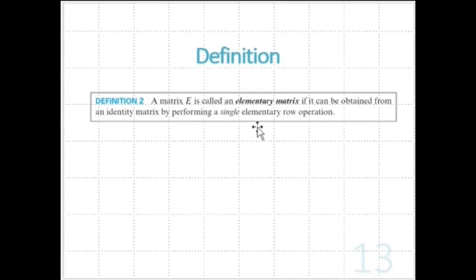You have to be very careful about your definition. You will notice that it has to be obtained from an identity matrix. Does everybody remember what those are? So you have to recognize what is your identity matrix, and then you can only perform a single row operation. So you're gonna have to remember, what are your row operations?